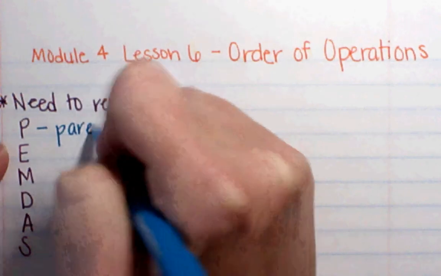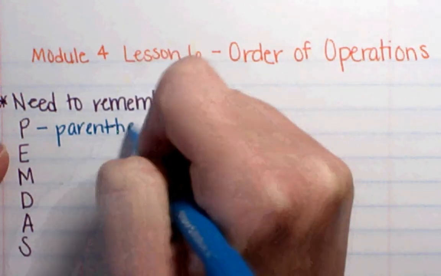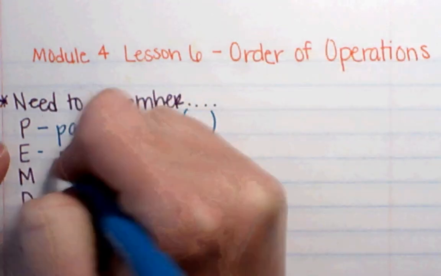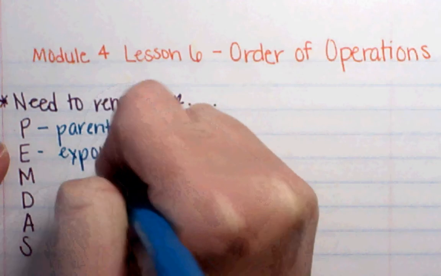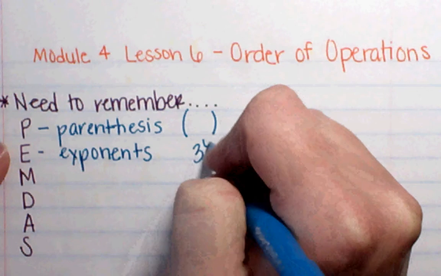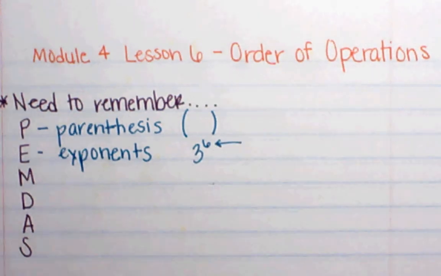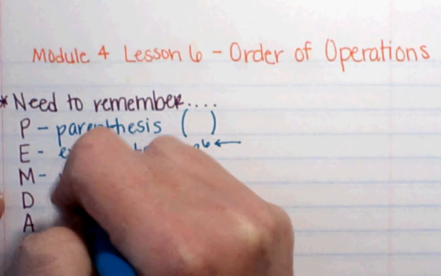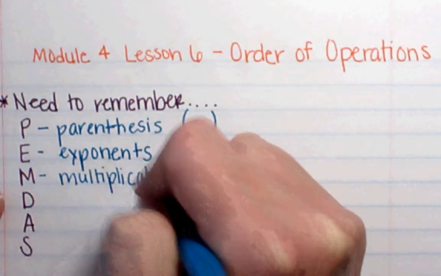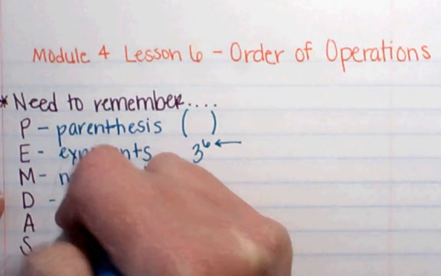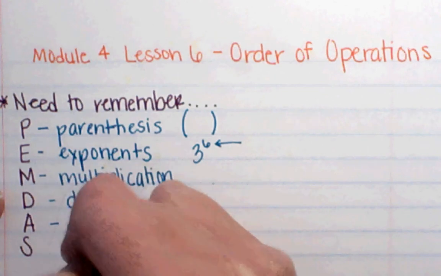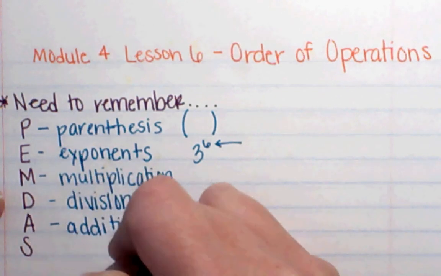parentheses, which are these two funny little brackets here, exponents, which is what we just learned yesterday, so it's the little number up here in the corner, multiplication, division, addition, and subtraction.